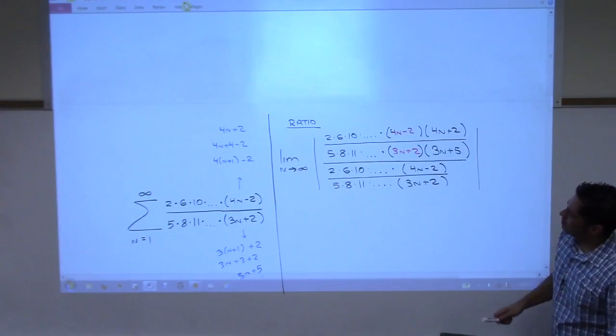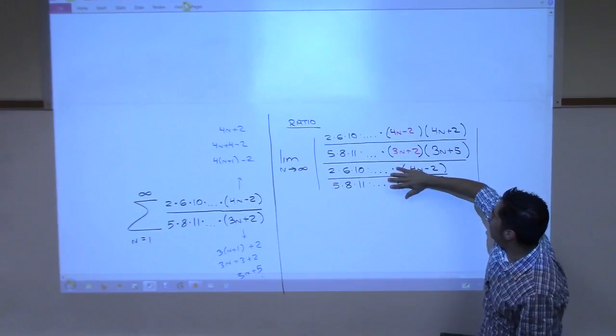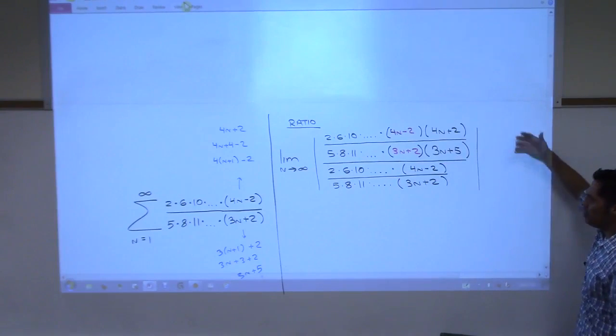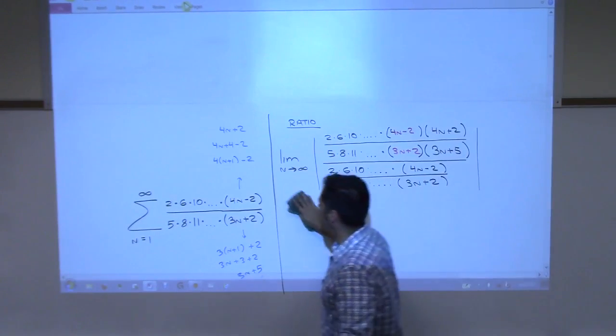And you can start to see, I'm going to do a flipping here, but you can start to see that when I flip this one up and bring it like this, a bunch of stuff's going to cancel. Almost everything, right? Yep, except the last two. So, but I'll be thorough and I'll write it out.